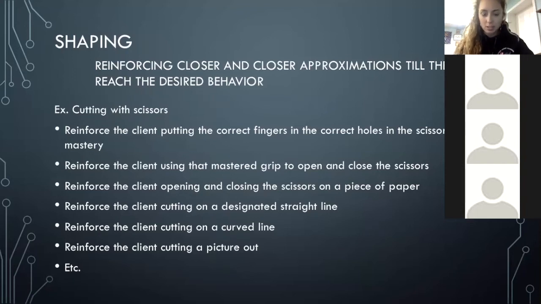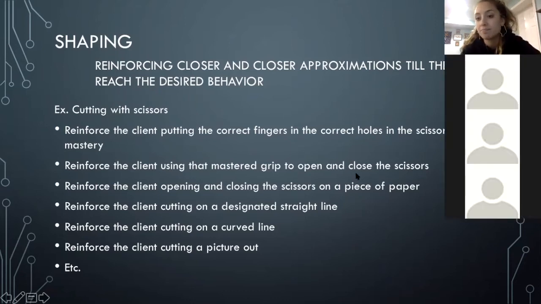Shaping is our next procedure. This is what I think is coolest for me, because I just recently got done using this procedure to train a rat for an experimental analysis of behavior project. And it was really cool to watch these rats and watch this shaping process actually work. So this is where you're reinforcing closer and closer approximations of a response until you reach the desired behavior.